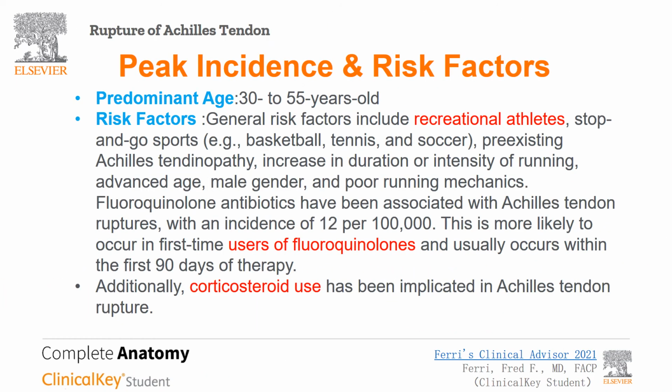Peak incidence and risk factors. Predominant age is 30 to 55 years old. General risk factors include recreational athletes, stop and go sports, including basketball, tennis, and soccer, pre-existing Achilles tendinopathy, increase in duration or intensity of running, advanced age, male gender, and poor running mechanics.